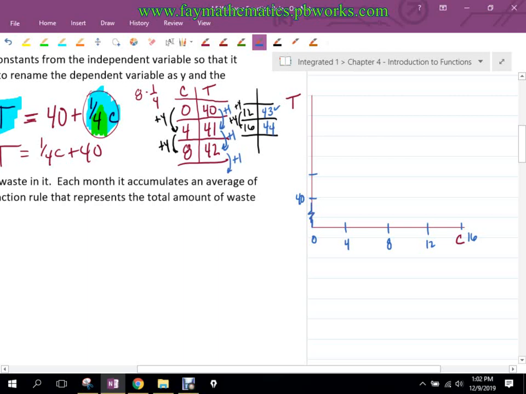Now look at your t values. What does it make sense to start increasing by? 1. Yeah, 1. So my next hash mark I make on my y-axis, I'm going to make 41. And then 42, 43, 44. Okay. And now just plot these points. So 0, 40, 4, 41, 8, 42, 12, 43. What kind of graph am I getting here? Linear. Good. Okay. So I can connect those with a line.